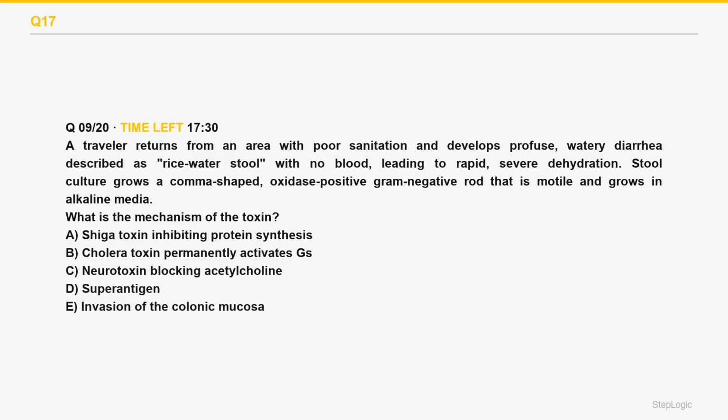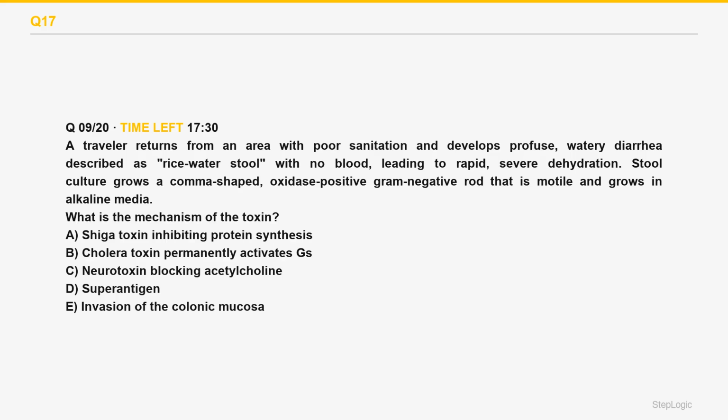What is the mechanism of the toxin? A traveler returns from an area with poor sanitation and develops profuse, watery diarrhea described as rice water stool, with no blood, leading to rapid, severe dehydration. Stool culture grows a comma-shaped, oxidase-positive, gram-negative rod that is motile and grows in alkaline media.